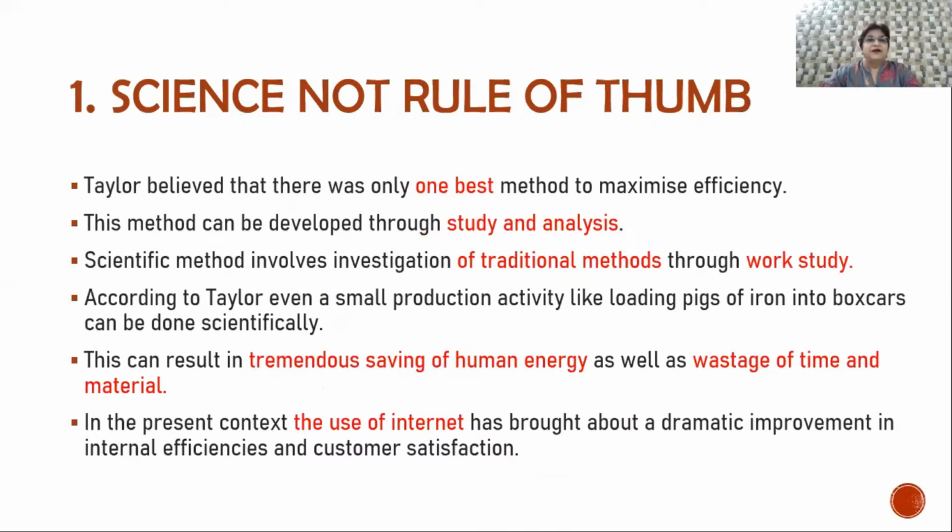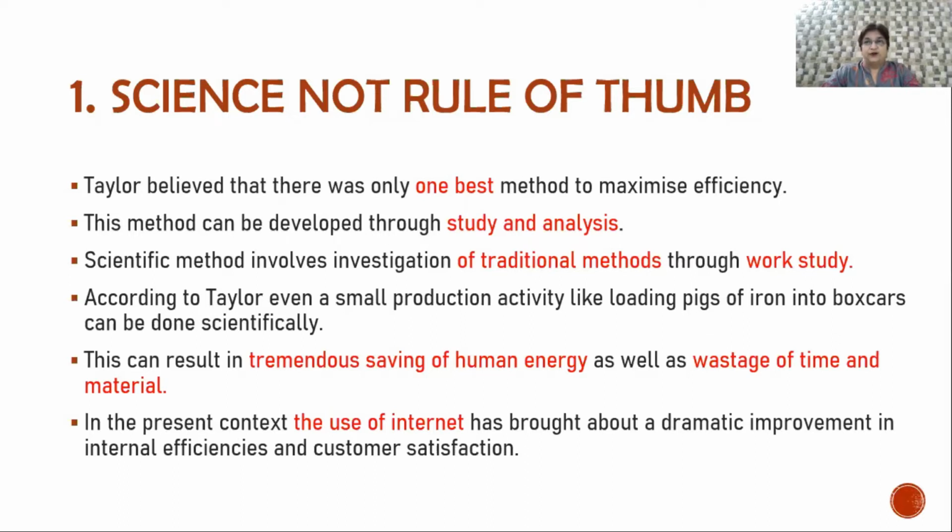So these are the points. First of all, he said there's one best method of doing the job, and that method should be adopted by everybody to increase efficiency. Second, he said whatever method you're using, you should study it and analyze it properly so that you use only the best method of doing the job. Then again, he suggested work study for this. Now, work study is one of the techniques that were developed by Taylor. And then he said, if you use this method, do everything scientifically, then it will lead to a lot of saving of human energy as well as time and material.